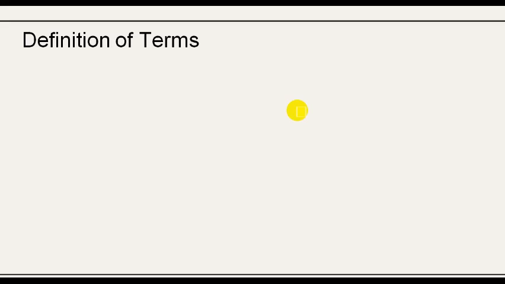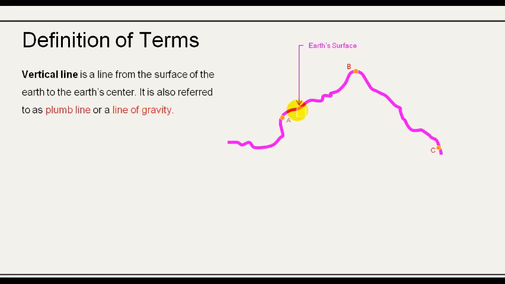Next is the various terms in leveling. Imagine this is the Earth's surface, and we have 3 points. We'll name it as point A, point B, and point C. Vertical line is a line from the Earth's surface to the Earth's center. It is also referred to as plumb line or line of gravity. So, this is the vertical line through A, vertical line through B, and vertical line through C.